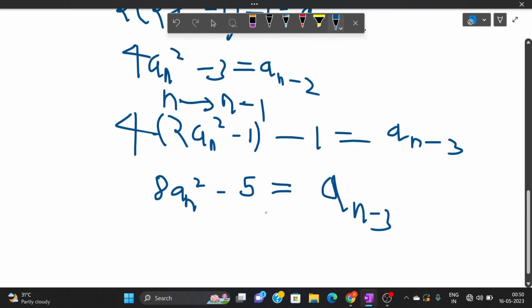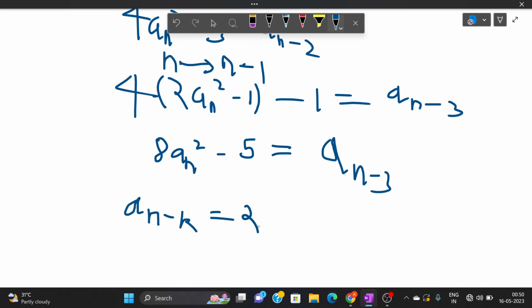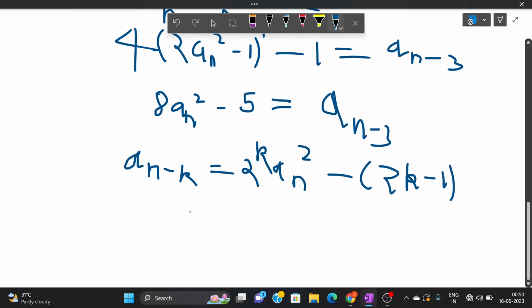Now we can keep putting this and we observe a pattern: a n minus k is of the form 2 to the power k a n square minus (2k minus 1). And now in place of k, we put n.